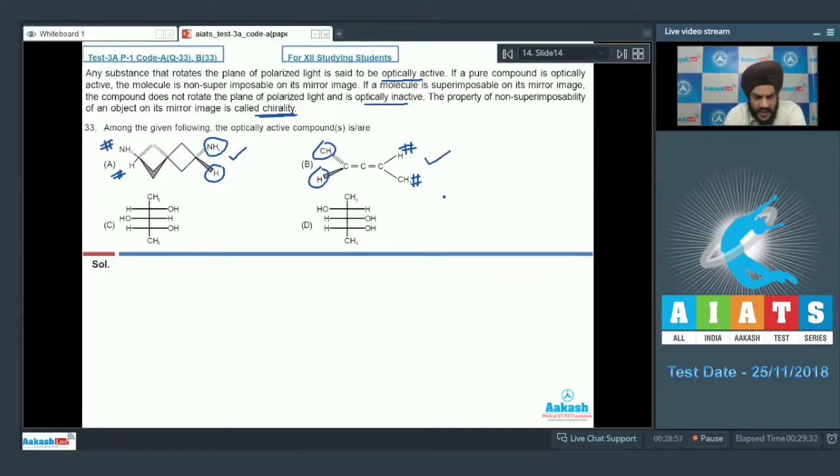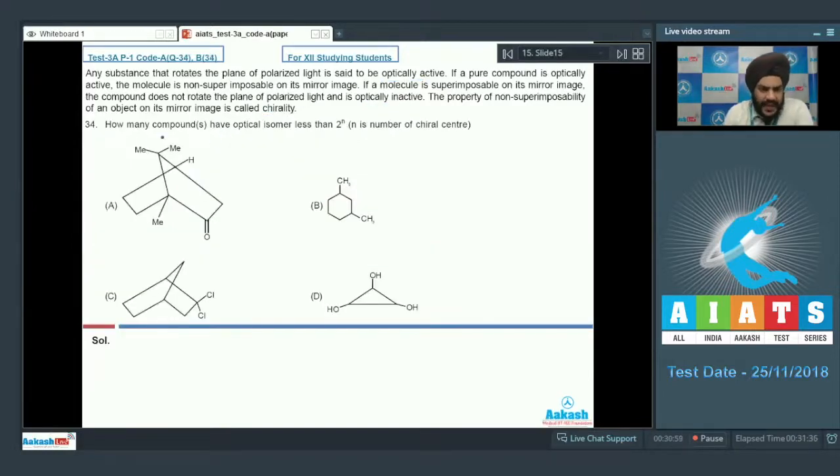Looking at the third option, we have a meso compound. If we draw a plane passing through these groups, we get superimposable mirror images of each other. So this is optically inactive. It has a plane of symmetry. And the fourth option is also chiral. It also does not have a plane of symmetry. So the optically active compounds among these four species are options A, B and D. So we have to mark option A, option B and option D as the correct answer to our question.